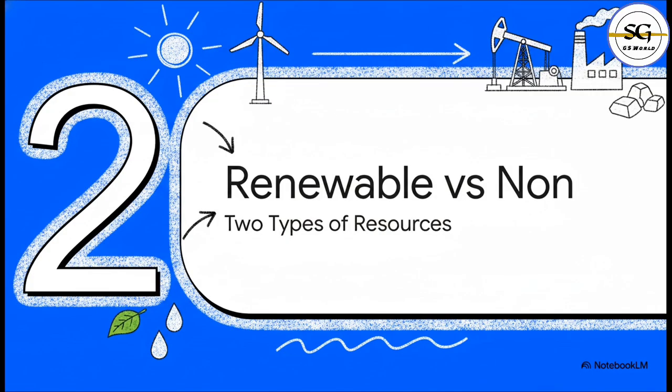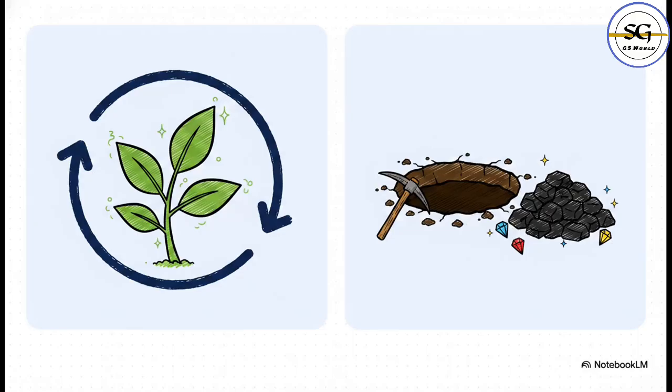Moving on to Section 2, renewables versus non-renewables. This is the most common way we categorize all those earthly treasures we just defined. The crucial thing to understand here is the innate difference in how these resources exist over time. A general rule of thumb is that nature functions in a restorative way. Renewable resources do exactly this. They heal, they renew, and they regenerate themselves.